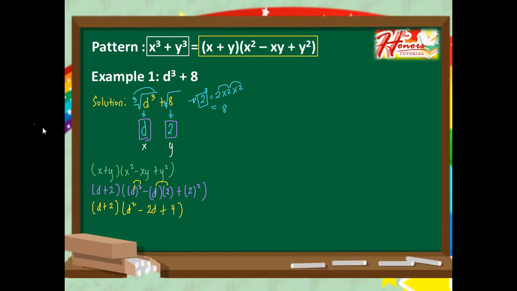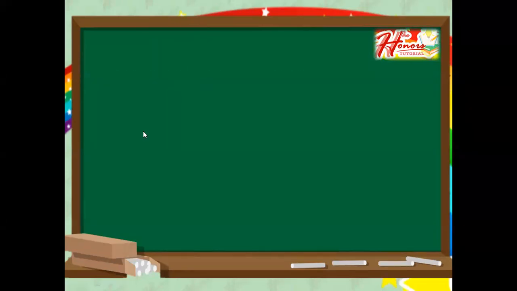So therefore, this is the final answer. The factors of d cubed plus 8 is the quantity of d plus 2 times the quantity of d squared minus 2d plus 4. Next, another.